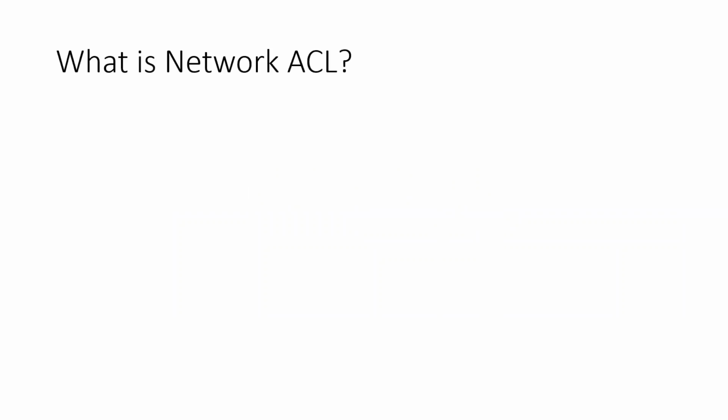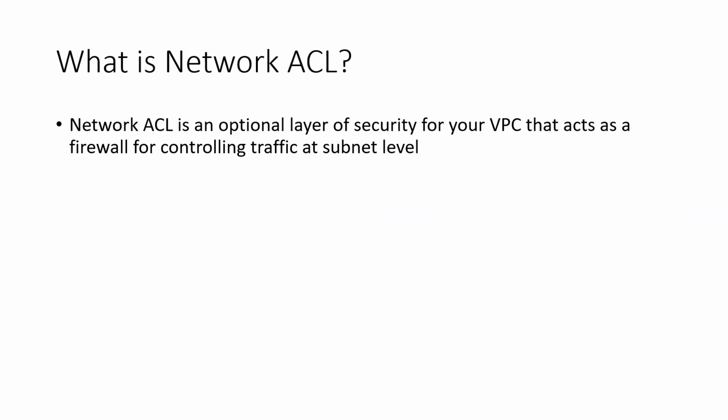Network ACLs. So what is a network ACL? Well, a network ACL is an optional layer of security for your VPC that acts as a firewall for controlling traffic at the subnet level. It is like a security group, but a security group is at the instance level and a network access control list is at the subnet level. So it stops you at the front door itself. So if you deny certain IPs, you'll be able to do it using NACL, Network Access Control List. And the traffic doesn't even come into the instance or security group level.